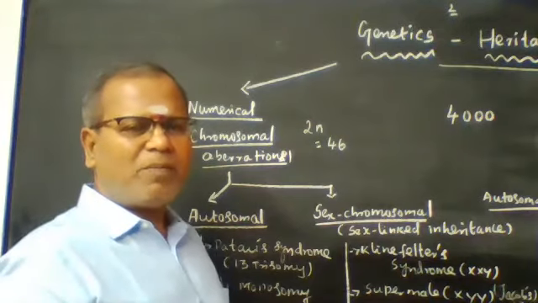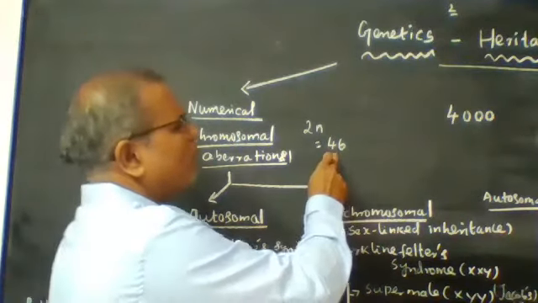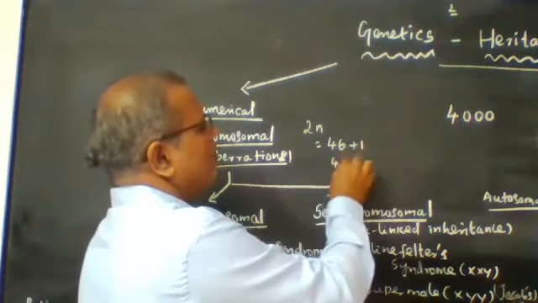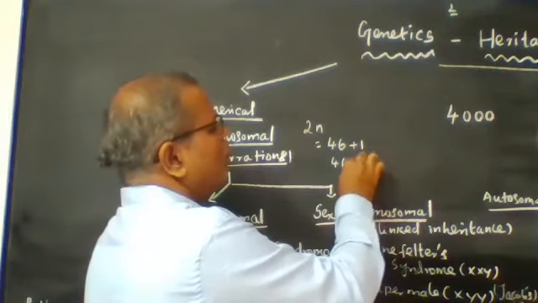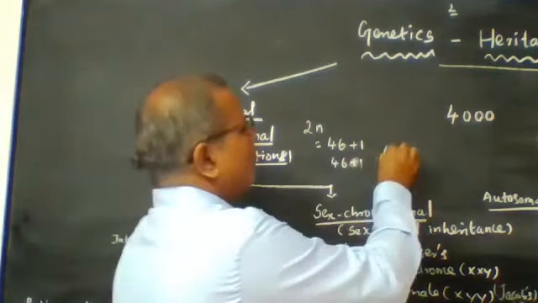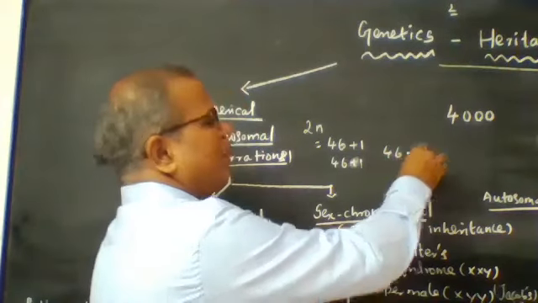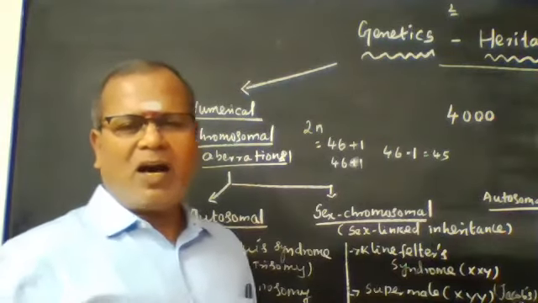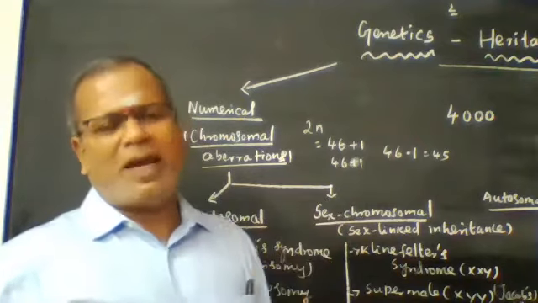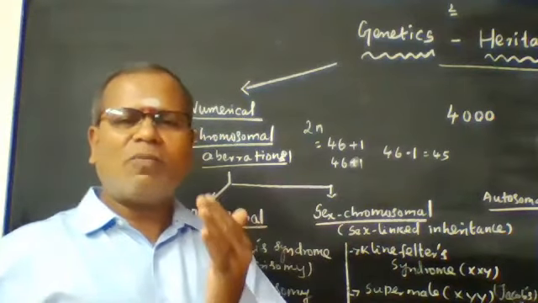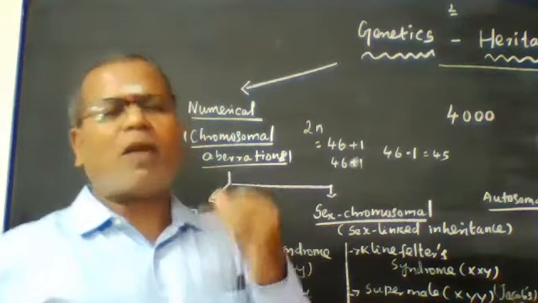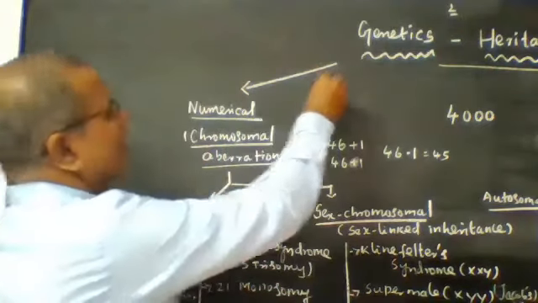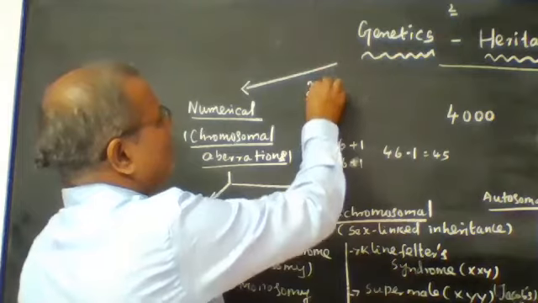Numerical chromosomal aberration means variation that involves chromosomal number within a set. Instead of 46, we have 47, or 48, or 45, that is 46 minus 1. We are calling it numerical chromosomal aberration. This is called aneuploidy. Variation that involves chromosomal number within a set is said to be aneuploidy. Already in the 10th standard, you learned about this.